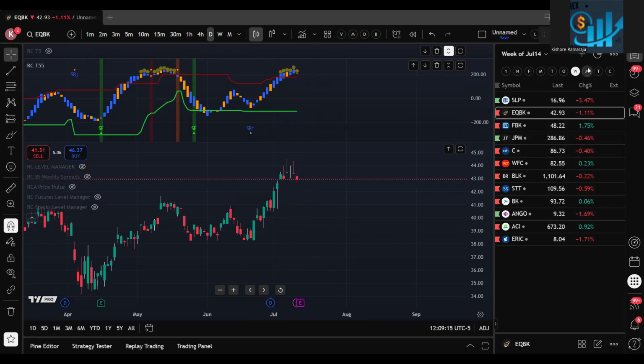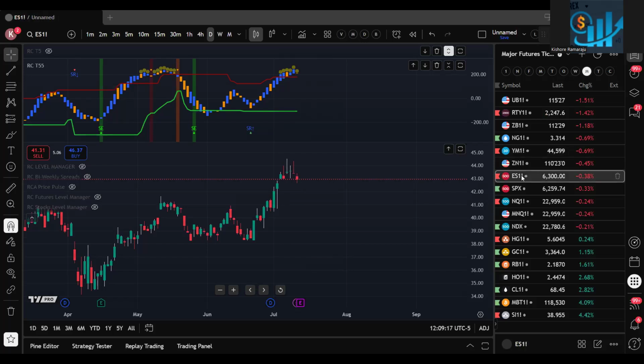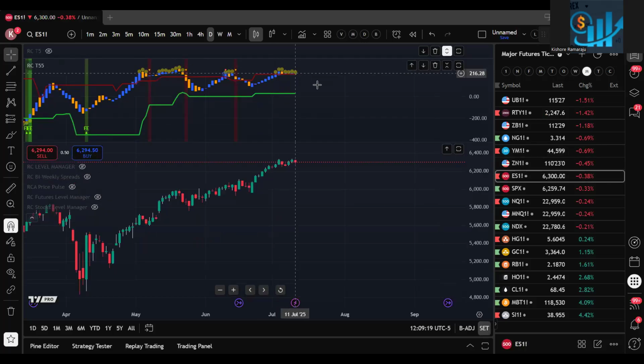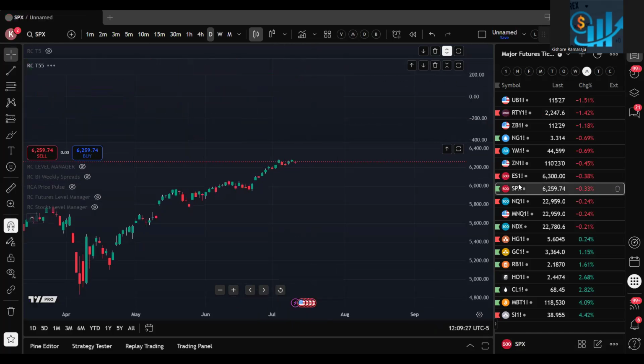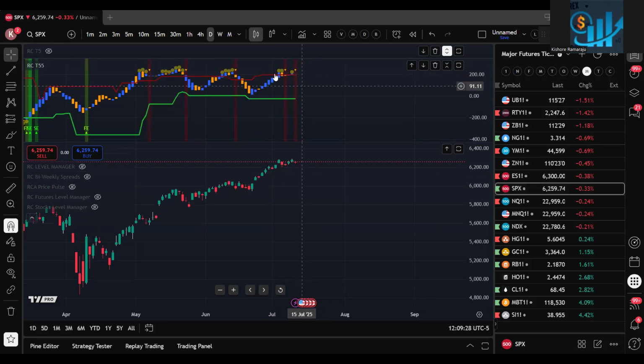In the same way, if something is at the top, you can do the bear call spreads. It will come all the way down. ES is at the top now. SPX is at the top now. So that's where we got the bear calls for next week, next Friday.